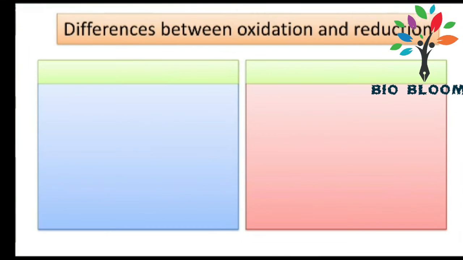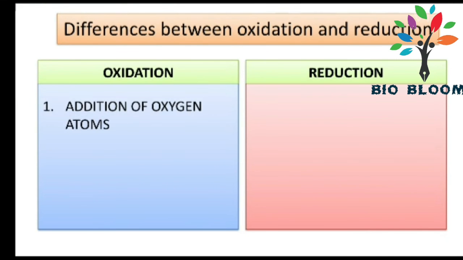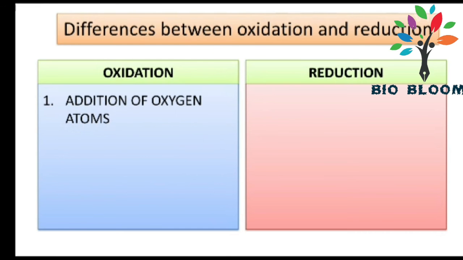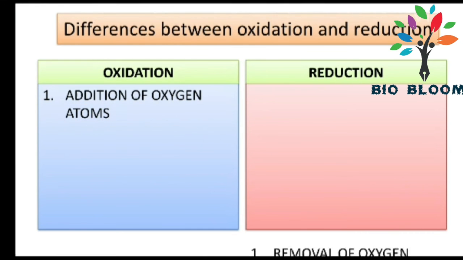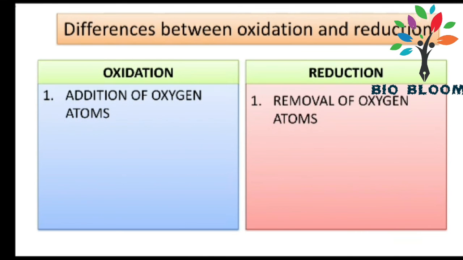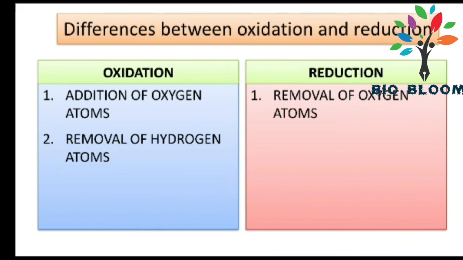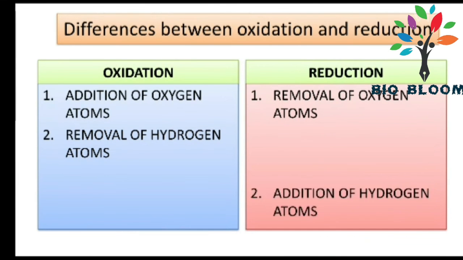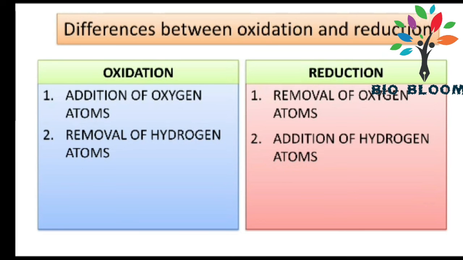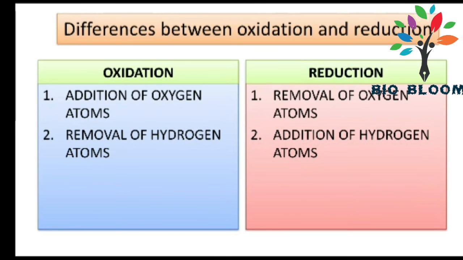Now, the differences between oxidation and reduction. What does oxidation mean? What does reduction mean? Oxidation is addition of oxygen atoms, and reduction means removal of oxygen atoms. Next, in oxidation, removal of hydrogen atoms takes place. In reduction, addition of hydrogen atoms takes place. That is why when a hydrogen atom is added to NADP, we call it the reduced form, NADPH.